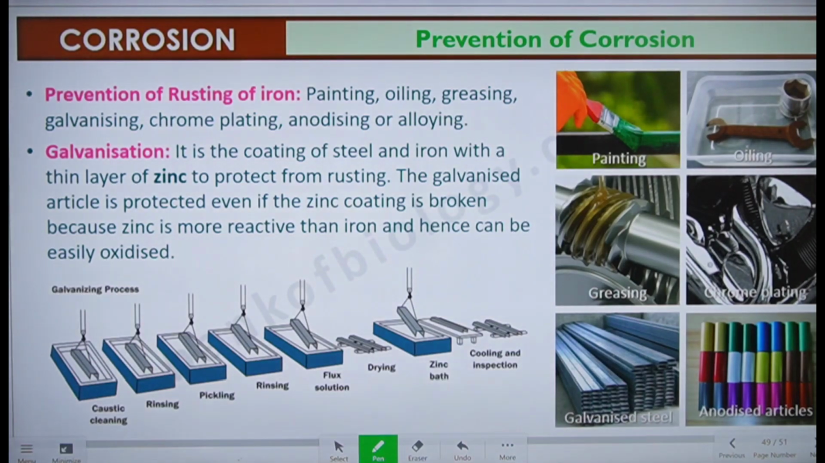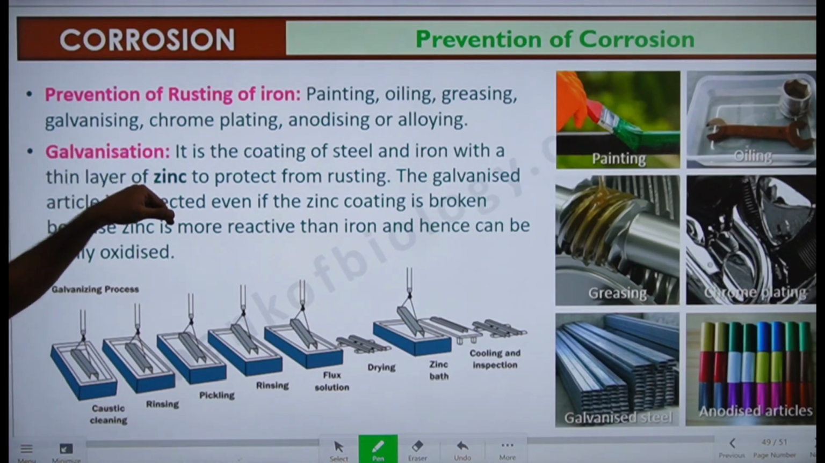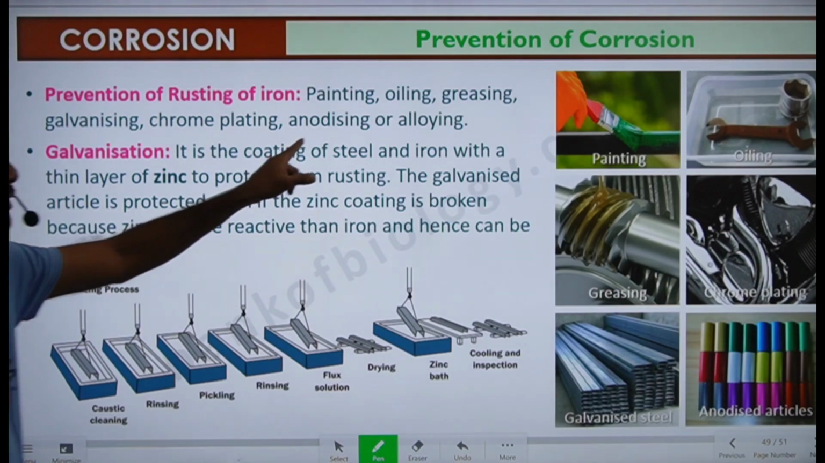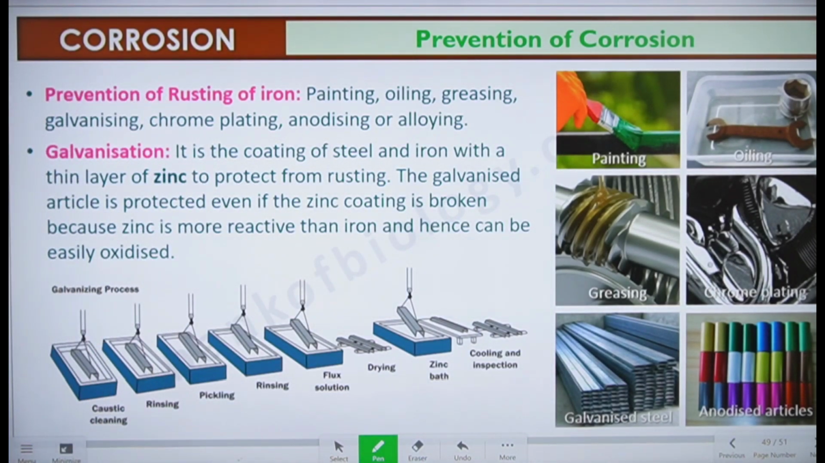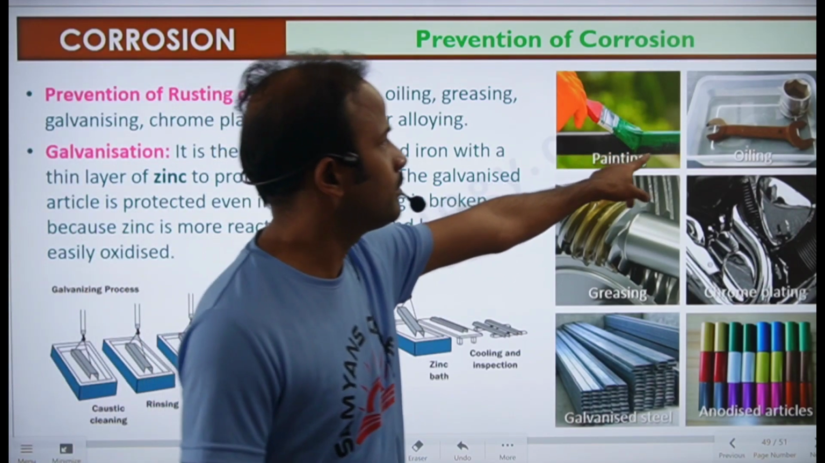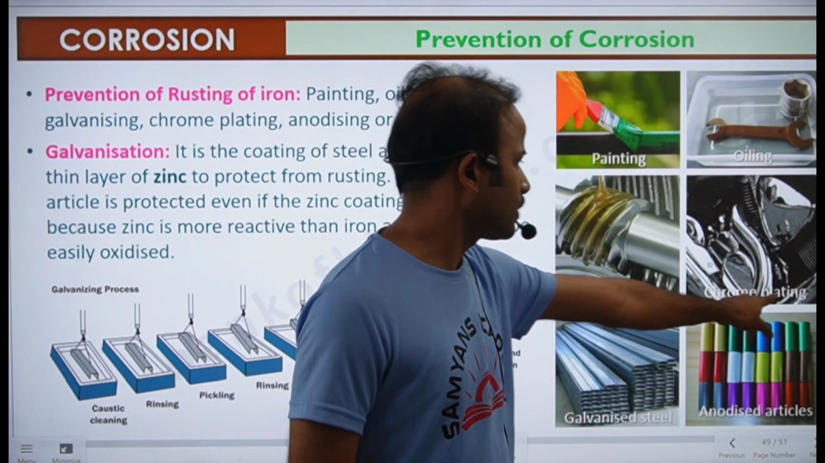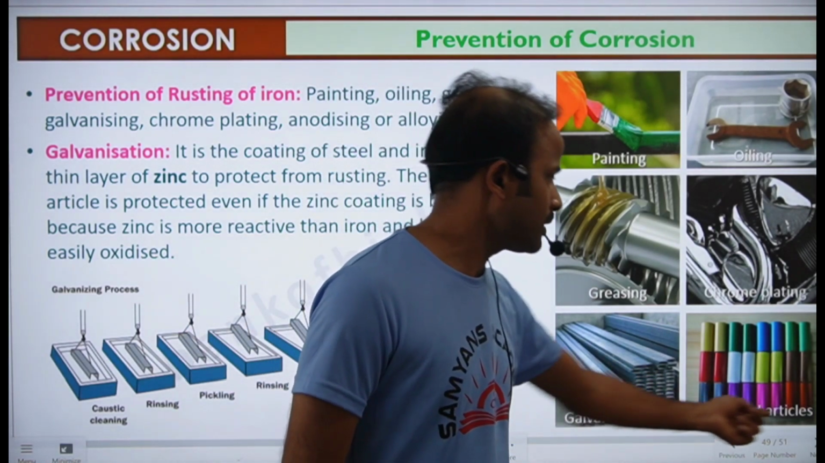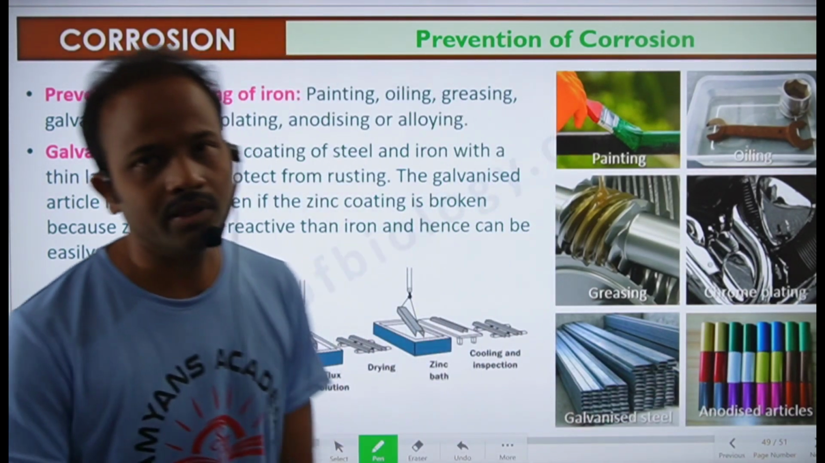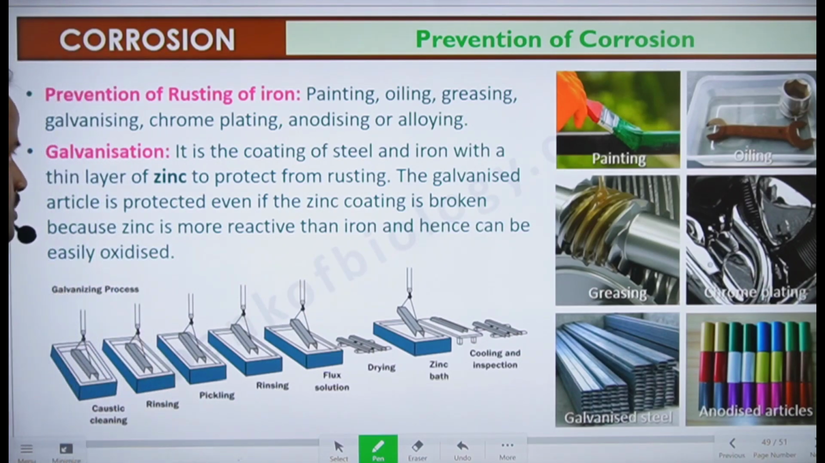Prevention of rusting of iron: painting, oiling, greasing, galvanizing, chrome plating, anodizing or alloying. These are the methods to prevent the corrosion. Okay, by greasing, by painting, by oiling, or chrome plating, or galvanizing the steel with zinc, or anodizing articles. By using these methods we can prevent corrosion, right?